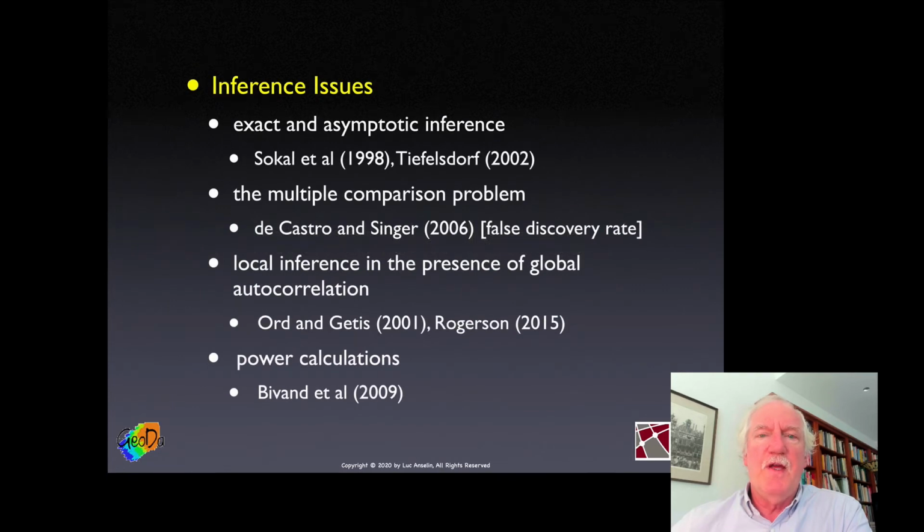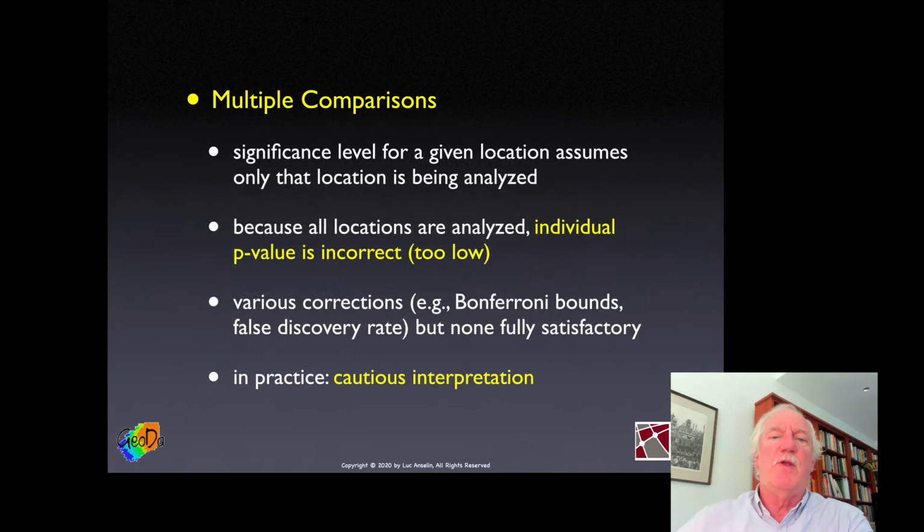So the assessment of significance for a local statistic is actually very complex. And there's been a lot of attention to this in the literature, looking at exact versus asymptotic inference, the multiple comparison problem, which I will focus on in these sets of slides, and then the sensitivity of inference to the presence or absence of global autocorrelation, and then how much power these tests have against various types of alternatives. So if you're interested, there is a large literature there that you can delve into for technical details. I will focus primarily on the multiple comparison issue.